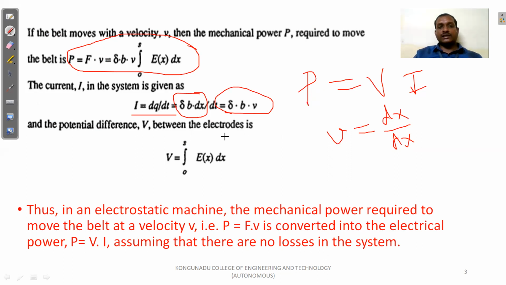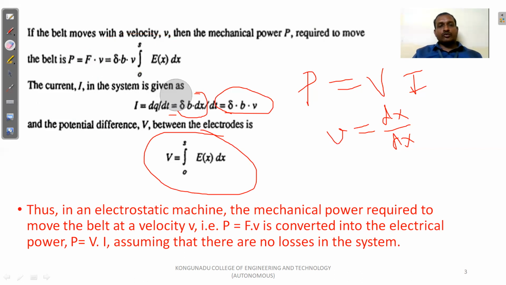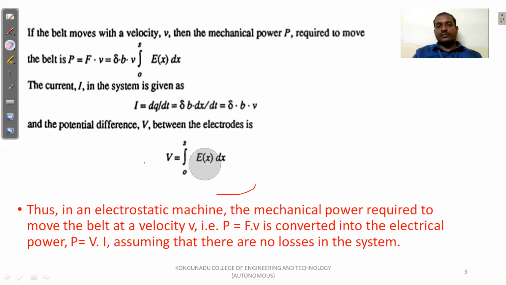Next, the potential difference. V is equal to the integral from 0 to S of E of x into ds. This is the potential difference. So power is equal to VI. The mechanical power required to move the belt is converted into electrical power. Power is equal to VI, where I is equal to del B into V, and V is equal to the integral from 0 to S of E of x into ds.